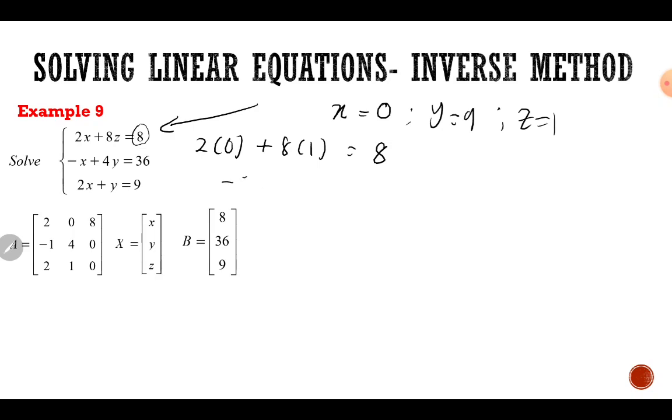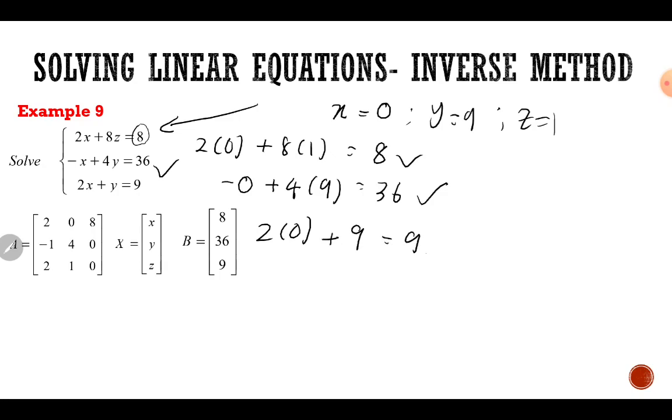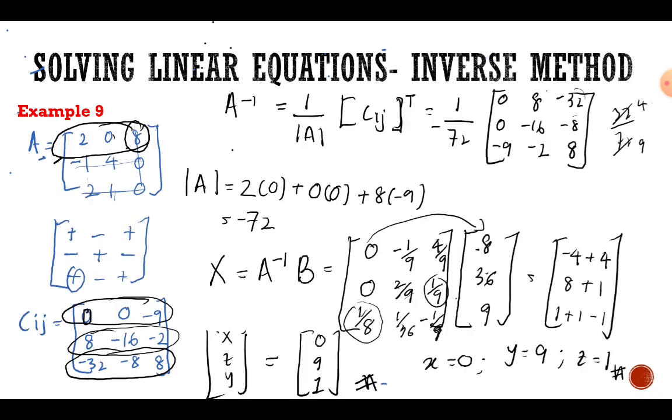Negative X is kosong tambah 4Y. 4Y is 9. Yes, is equals to 36. Betul. And the third one, 2x is kosong tambah dengan y is 9 is equals to 9. Correct also. So, kita dah dapat jawapannya betul for the variables dalam this linear equations. Or in other words, we have solved this linear equations. Okay. So, basically dia punya step adalah sebenarnya cari inverse dan darab inverse tu dengan matrix B, then you will get the solution for the variables that you are looking for, right?